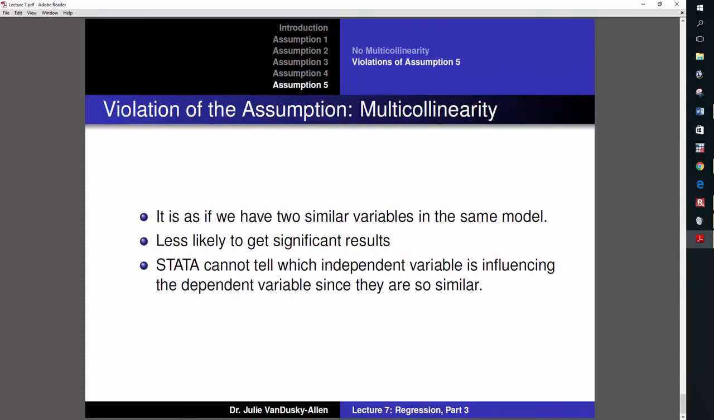When we violate this assumption, we have multicollinearity in our models. That means our independent variables are correlated. When this happens, it's almost like we have the same independent variable twice in our model. As a result, we are less likely to get significant results. We cannot tell which independent variable is influencing the dependent variable since they are so similar. In your graduate methods courses, you will learn how to identify and deal with multicollinearity in your models.